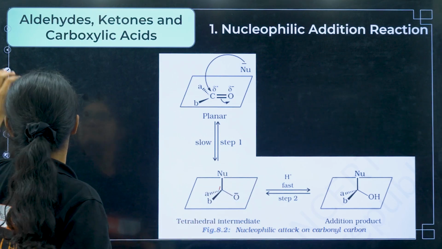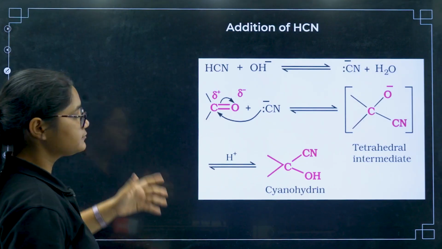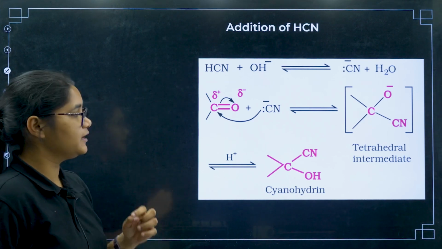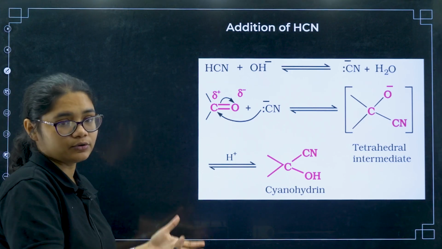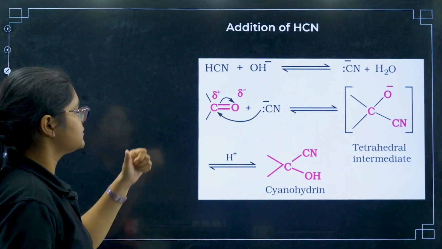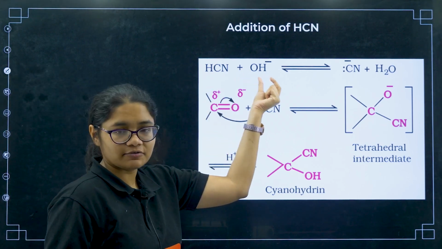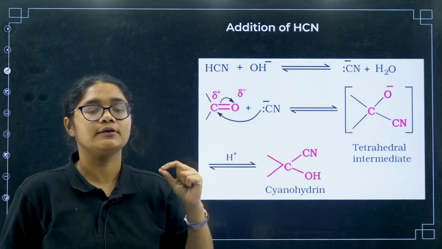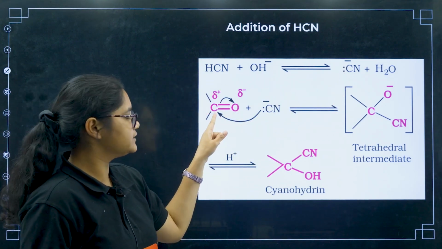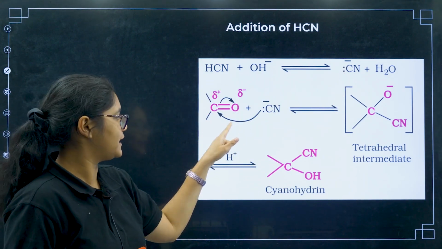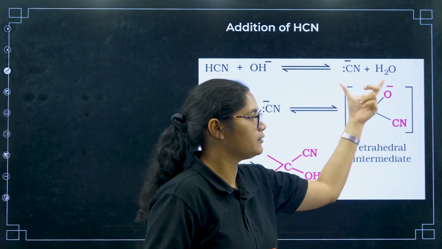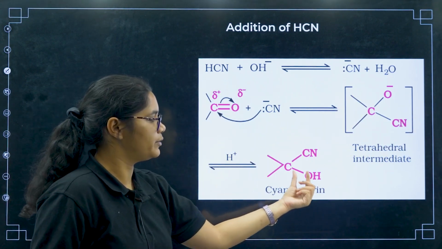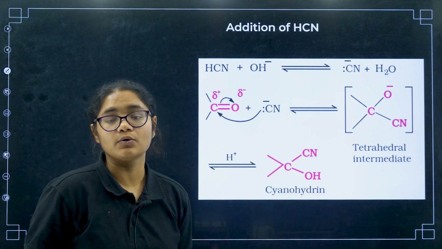Okay, next we have addition of HCN. This is also a nucleophilic addition, but basically the question is asked with respect to HCN addition. First, HCN in the presence of a base gets converted to CN minus. This CN minus is the main nucleophile now. It can attack on this electropositive carbon, it attacks here, O minus and a tetrahedral intermediate are formed, then in the medium there is H plus and we get OH and CN. This is called cyanohydrin.